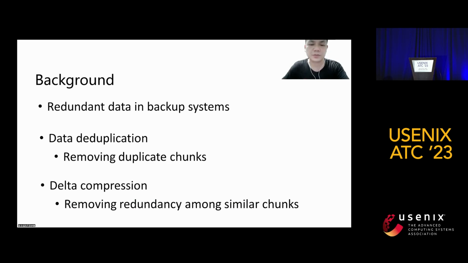Data deduplication removes duplicate chunks based on their fingerprints, storing only one physical unique chunk. A limitation of data deduplication is that it cannot remove redundancy among non-duplicate, but highly similar chunks. However, such redundancy can be removed by data compression. Due to the complementary effect of data reduction, backup systems can use both deduplication and data compression to eliminate redundant data.